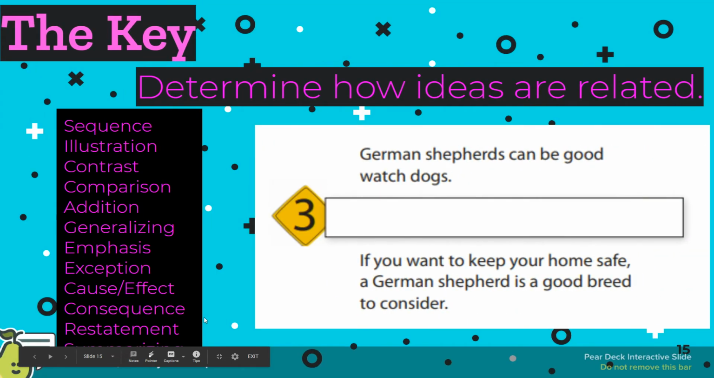German Shepherds can be good watchdogs. If you want to keep your home safe, a German Shepherd is a good breed to consider. So how are these two ideas related? What type of transition would you choose? Pause the video now, find a transition, and type it in.